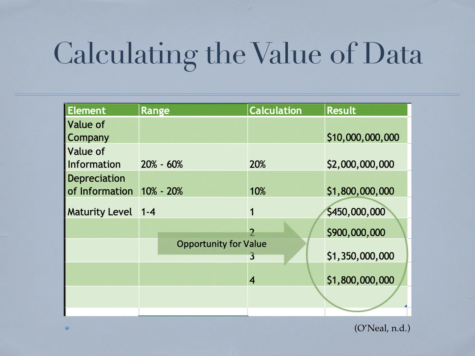Then the maturity level for data governance is 1 through 4, whereas the opportunity for value increases per level. Level 1 is $450 million. Level 2 is $900 million. Level 3 is $1,350 million. And then lastly, level 4 is $1,800 million.